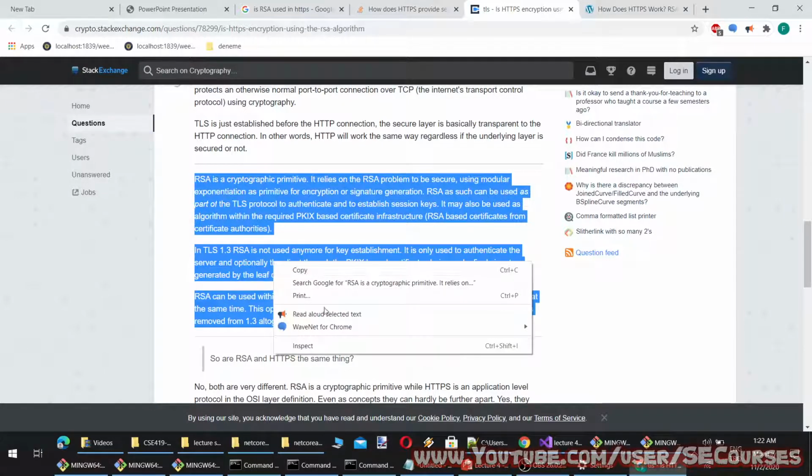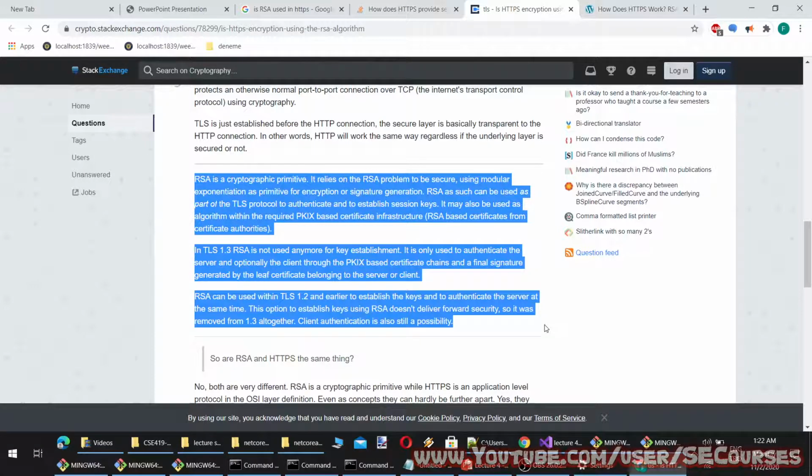Okay, so there is some more information here. RSA is a cryptographic primitive. It relies on the RSA problem to be secure, using modular exponentiation as primitive for encryption or signature generation. RSA as such can be used as part of the TLS protocol to authenticate and to establish session keys. It may also be used as algorithm within the required PKI-based certificate infrastructure, RSA-based certificates from certificate authorities.